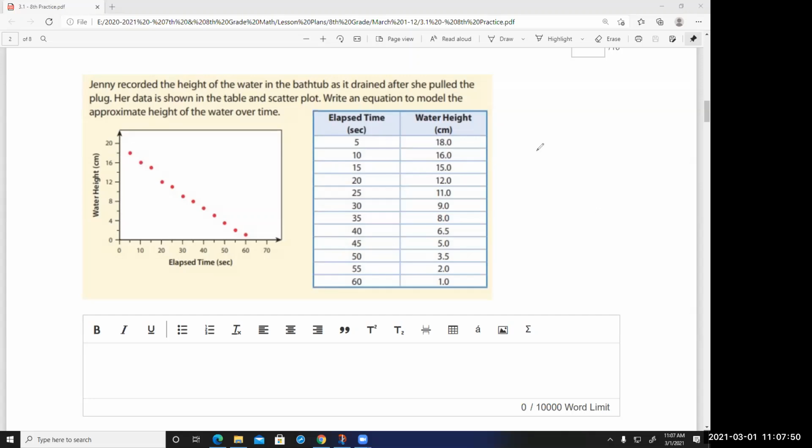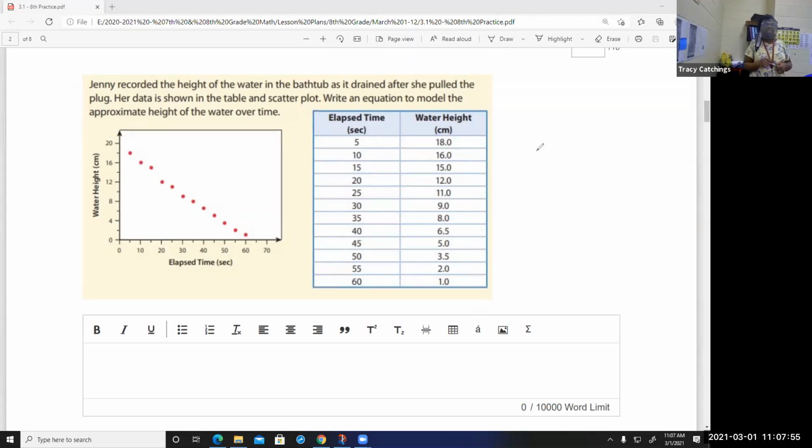Jenny recorded the height of the water in the bathtub and it drained after she pulled the plug. Her data is shown in the table and the scatter plot. Write an equation to model the approximate height of the water. So once again, before I can write that equation, I'm going to draw my line. It is negative, isn't it? That means the slope will be negative. Whatever the association is, that's how the slope will be.